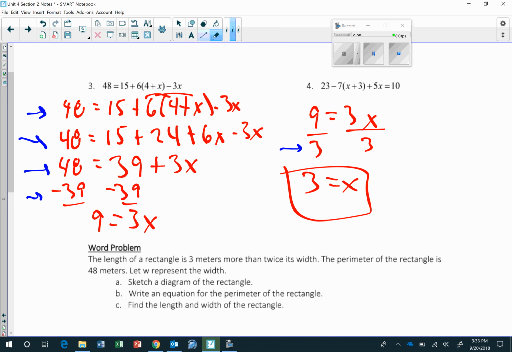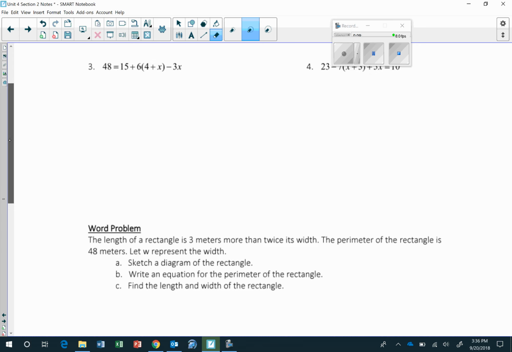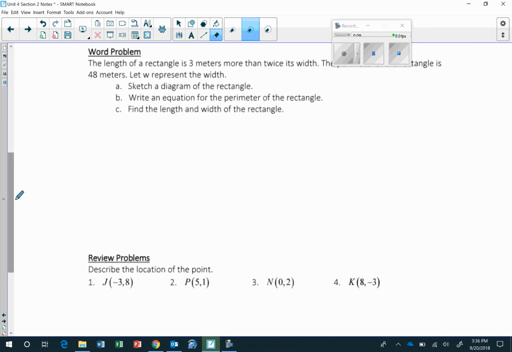All right, so I'm going to leave number 4. Sorry, I got interrupted. I'm going to leave number 4 for you guys to try. As always, if you get stuck, ask your teacher for help. All right, after that, we've got a word problem here.